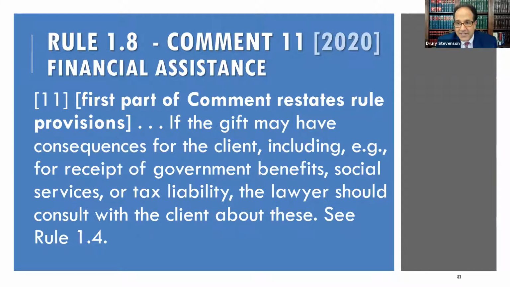So if you're using the second edition of the Glannon Guide, for example, or casebooks or old ABA ethics opinions, if it refers to comment 14, for example, it's now going to be comment 17. I'm going to hit the highlights from these, or the interesting points. In new comment 11, they restate the provisions of the rule and then add this: if the gift may have consequences for the client, including, for example, receipt of government benefits, social services, or tax liability, the lawyer should consult with the client about these rules.